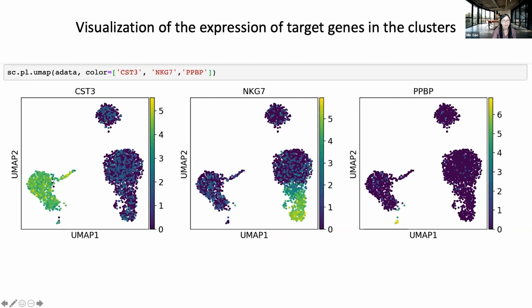And we can also check the expression of a targeted gene in the clusters using the function Scampi plot UMAP, where the color indicates the expression of the targeted gene, such as CST3. There is high expression in these clusters, but lower expression in other clusters.